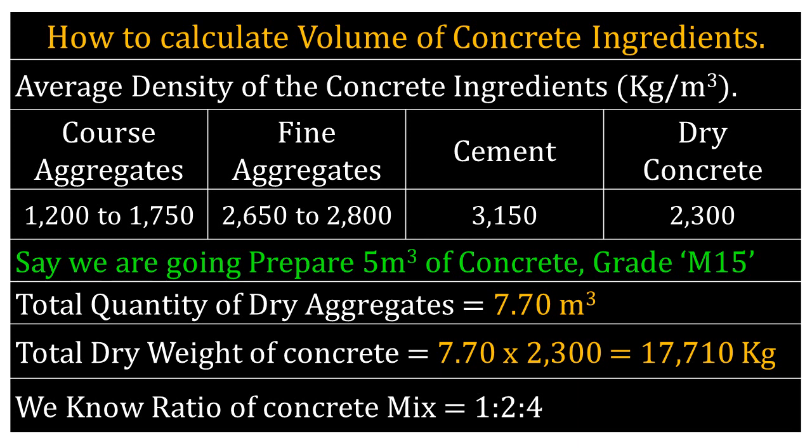Say we are going to prepare 5 cubic meters of concrete, grade M15. As we calculated in our slide number 7, the total quantity of dry aggregates equals 7.7 meter cube. Total dry weight of concrete equals 7.7 into 2,300 equals 17,710 kilograms. We also know that the ratio of concrete ingredients equals 1:2:4.